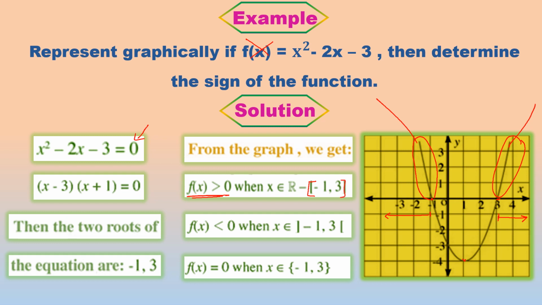Now, f of x is smaller than 0. Where is the part which is smaller than 0? Here is this part. Smaller than 0 means below the x-axis. That's the negative part, and it is from negative 1 to 3, open interval. And f of x equals 0 at the solution set, which is negative 1 and 3.